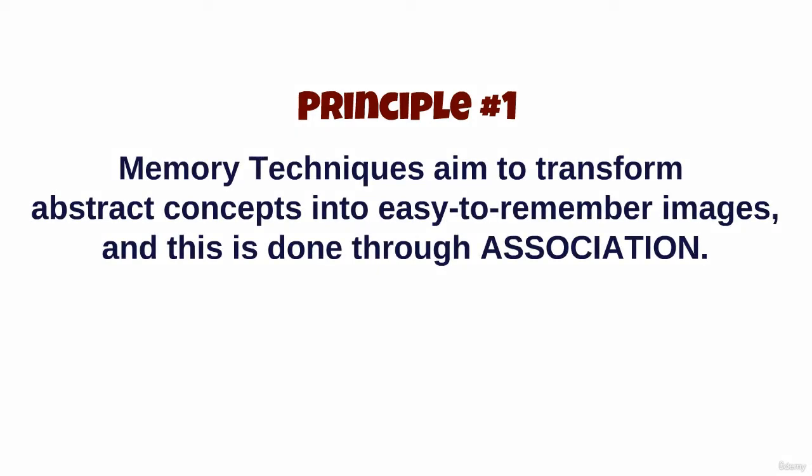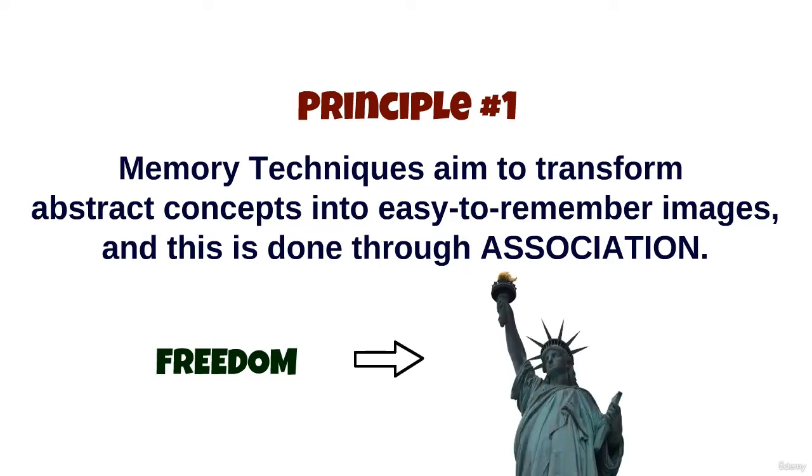Memory techniques aim to transform abstract concepts into easy-to-remember images, and this is done through association. Association is the key mechanism on which all memory techniques are based, probably the most efficient mechanism that our memory has incorporated into it. But for the purpose of efficient learning, the association needs to be a conscious and controlled process. From the perspective of our memory, an efficient association is an image that cannot be easily forgotten.